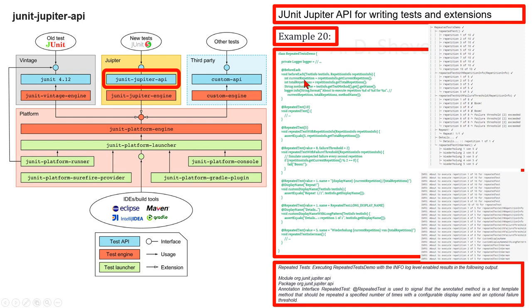Since the @BeforeEach method is annotated with @BeforeEach, it will execute before each repetition of each repeated test. We see that it's possible to obtain information about the current executing repeated test, in repeatedTestWithRepetitionInfo, with the info log level enabled, resulting in the following output here. When using the console launcher with the Unicode theme enabled, execution of RepeatedTestsDemo results in the following output in the console here.